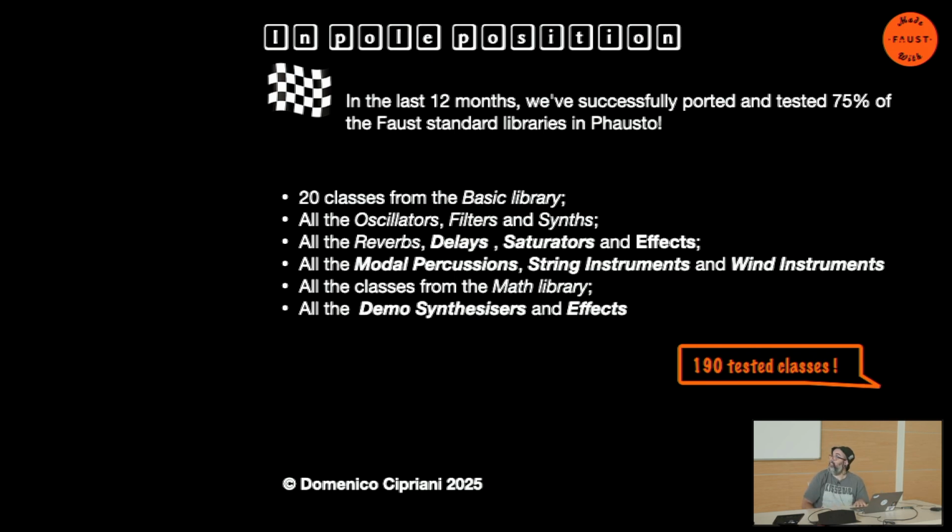And now we have a little update about what has been happening in Phausto in the last 12 months. So we have 190 tested classes from the Faust standard library. We want to have it all, but at the moment we have all the oscillators, filters, synths, reverbs, delays, saturators, modal percussion, string instruments, wind instruments, demo synthesizers and demo effects, and all the math that you can do in Phausto now. You also have 20 classes from the basic library. The others are in the works. It was a lot of work.